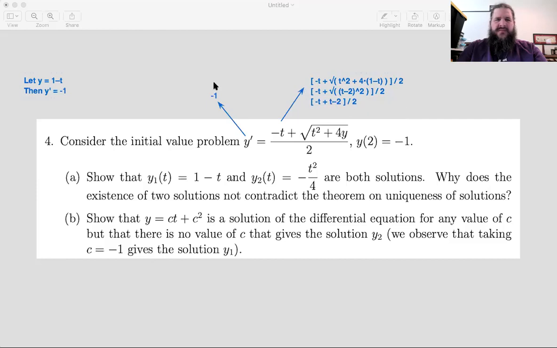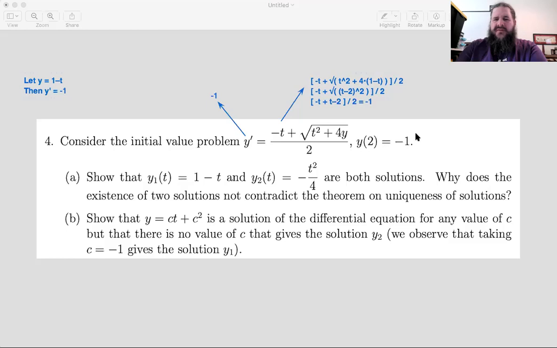Simplify that and what happens? We've got negative t plus 2 plus t cancels out. Minus 2 divided by 2 is -1. And that's exactly what we have on the other side of the equation as well. So yeah, -1 equals -1 is a true equation, which means, yes, this really is a solution. At least it's a solution to the differential equation.